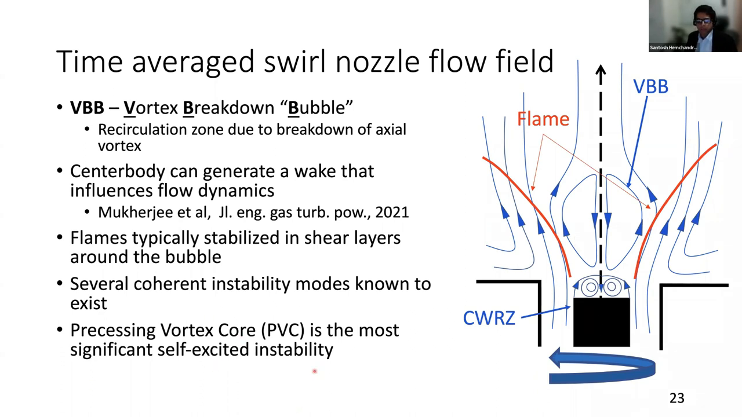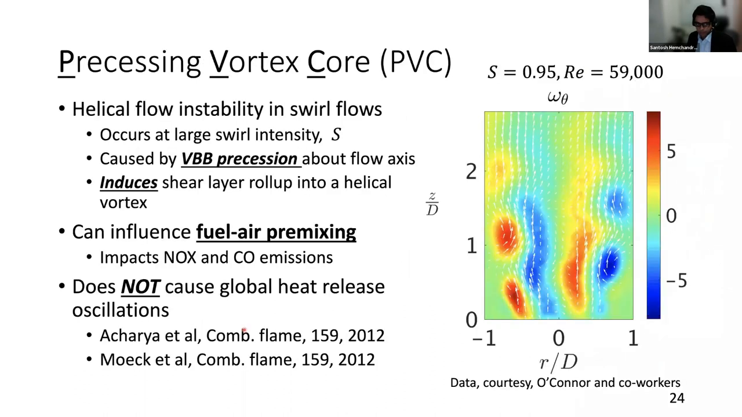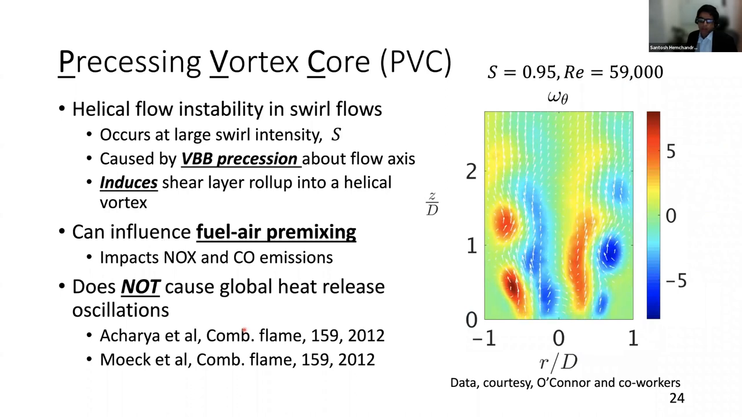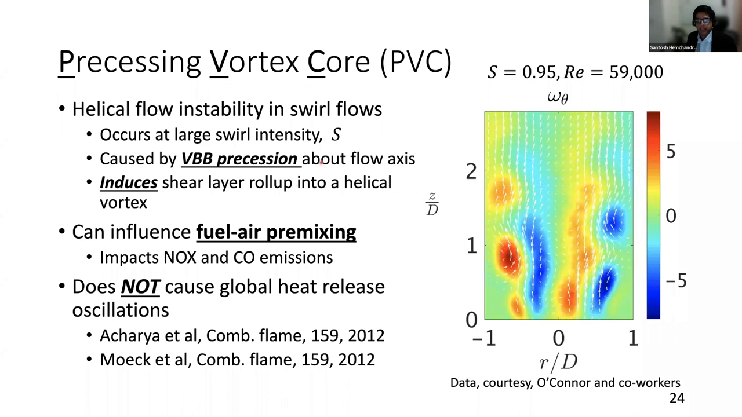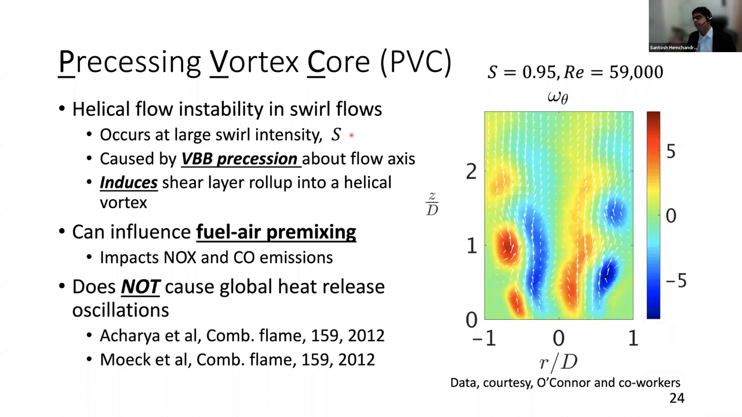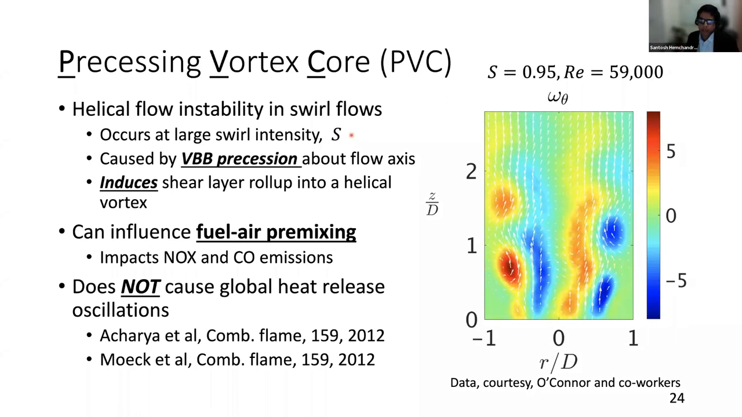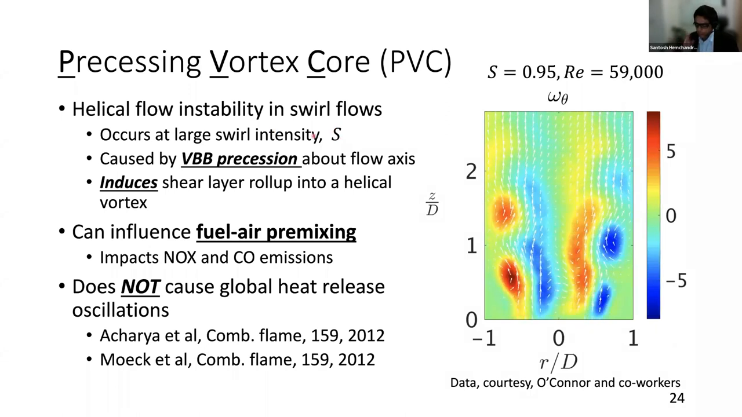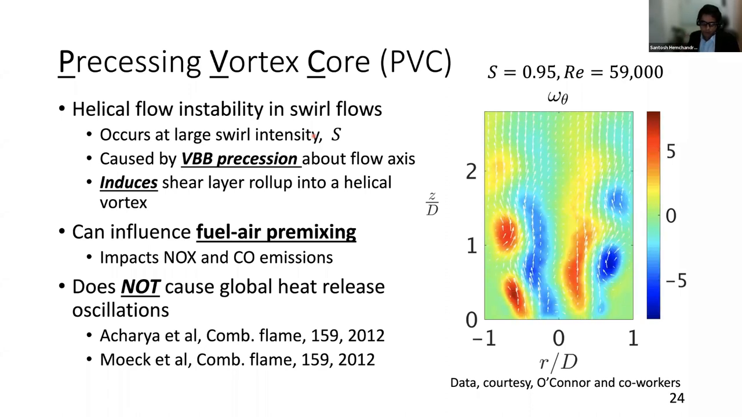However, there is one prominent self-excited instability known as the precessing vortex core, which is commonly seen at gas turbine combustor conditions. The precessing vortex core is a helical instability that occurs at large swirl intensity. And by large, I mean about 0.6, 0.7 or greater, where S is the swirl number or swirl intensity, defined as the flux of tangential momentum divided by the flux of axial momentum coming out of the nozzle.